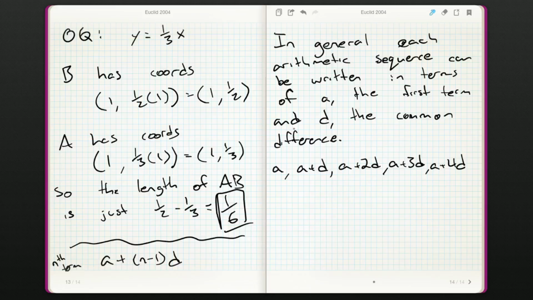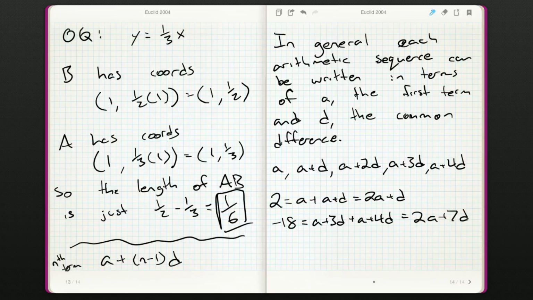So it might not be possible to actually work out what A and D are, but maybe it sort of forces A plus 2D to be something. Maybe. Alright, so 2 is A plus A plus D, or rather 2A plus D. Negative 18, that's the sum of the last 2, that's A plus 3D plus A plus 4D. And that's going to be 2A plus 7D. Okay.